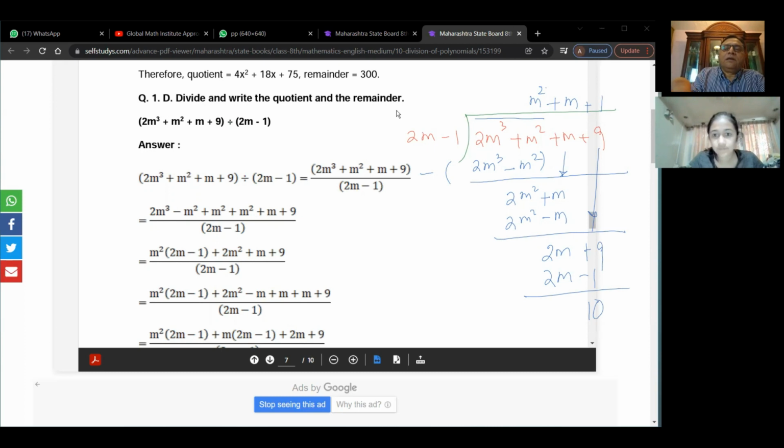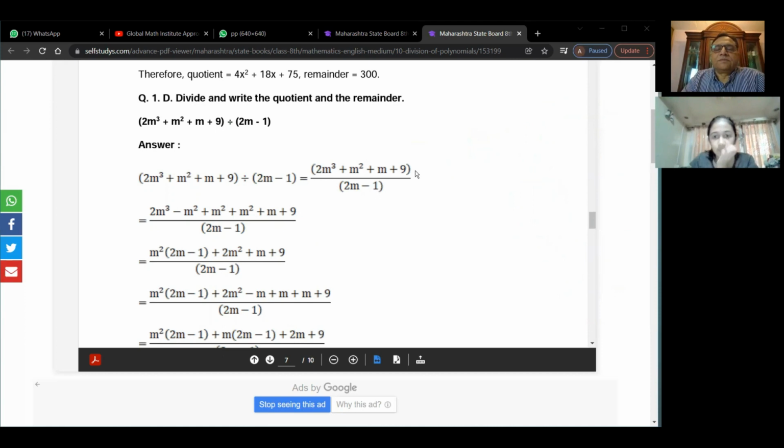Okay. Now tell me, what is the quotient? Let me write Q as the quotient, which is m squared plus m plus 1, and the remainder being 10. Is it okay? Next question, please.